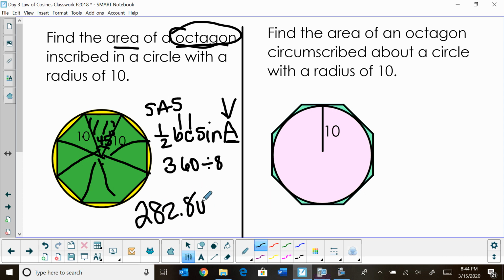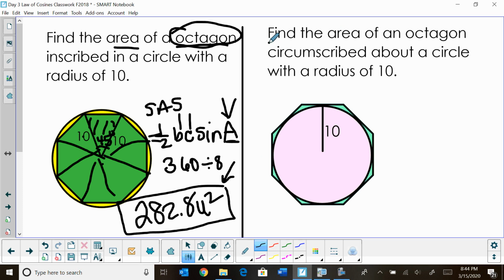282.8 square units. And that was a lot easier than the way we did it the other day, or last Friday in class. This side angle side formula is much easier, so that's an easy way to find the area of a triangle.